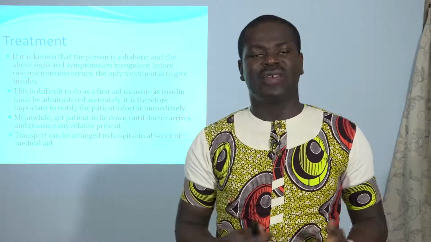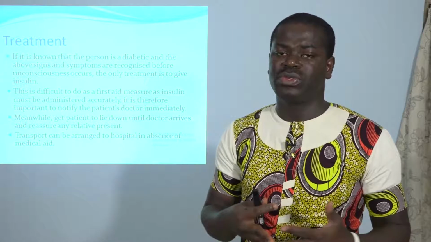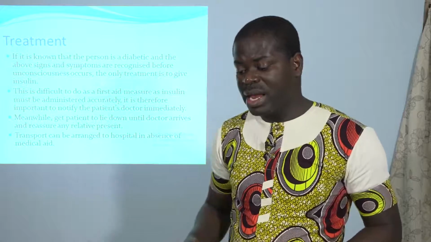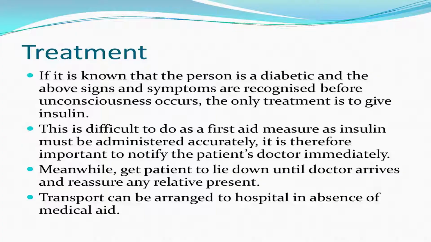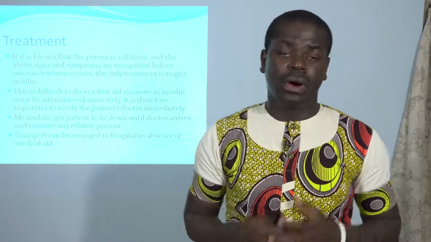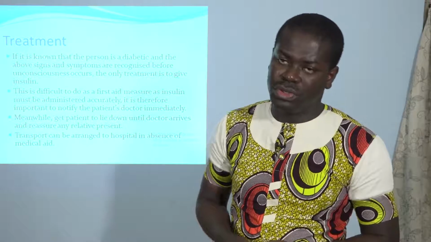That is when you have assessed using the signs and symptoms to ascertain whether what is happening to the person is diabetes coma or not. Meanwhile, get the patient to lie down until the doctor arrives and reassure any relative. Transport the patient to a nearby hospital for medical aid. So with the treatment of diabetes coma, the most important thing is insulin administration.